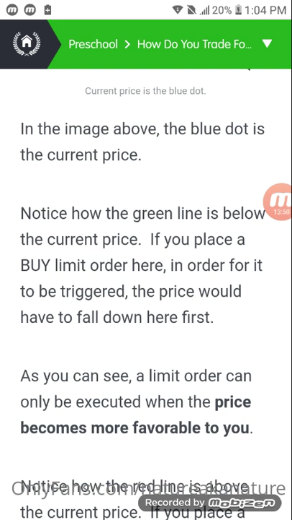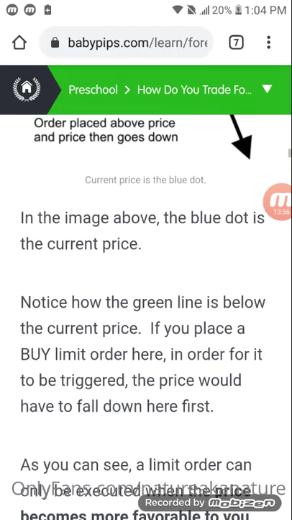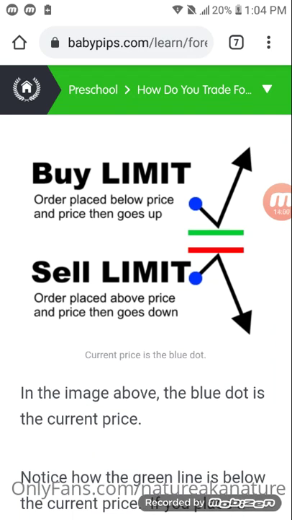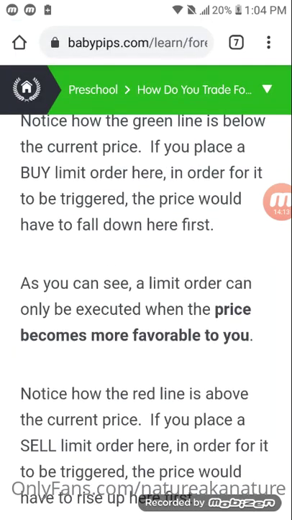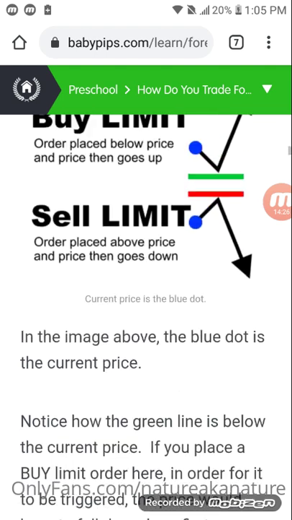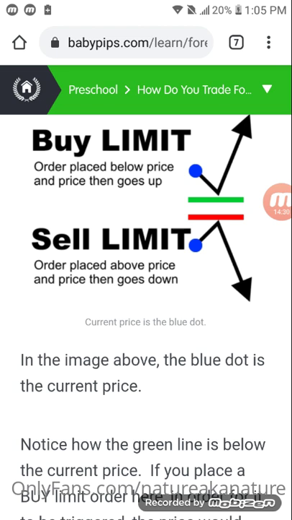So limit orders can be executed in your favor. Price becomes more favorable to you too, because this is the current price. Price will go down, hit your buy limit order, and then go back up. So you're getting all that profit once it hits your buy limit or sell limit order and goes back in that direction. For this to be effective, price will first have to hit your order and trigger it. For the buy limit, it will have to fall all the way to the green line first, before your entry is triggered.